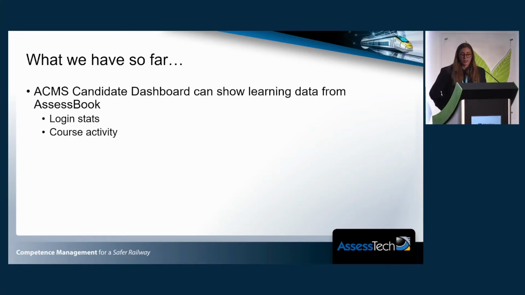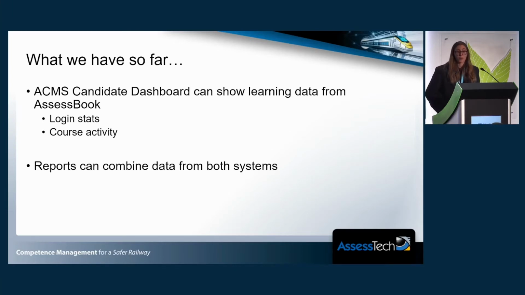So this looks like, at the moment, we've got an Assessbook tab that you can access on the candidate dashboard of ACMS. From this, you can view enrolment and login statistics for individual candidates, and you can also see course activity, their results, statuses, all of that. We've also got some bespoke reporting that links the two systems. We've created this so that you can obtain further information, you can interrogate the results that you get in Assessbook, and you can link that all in with their competence.